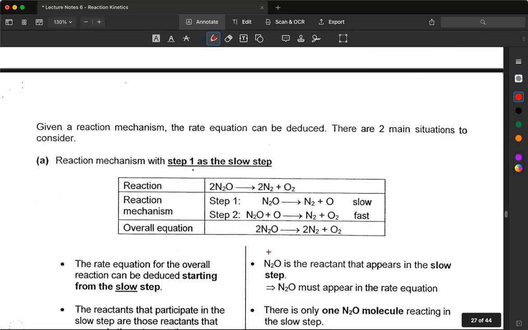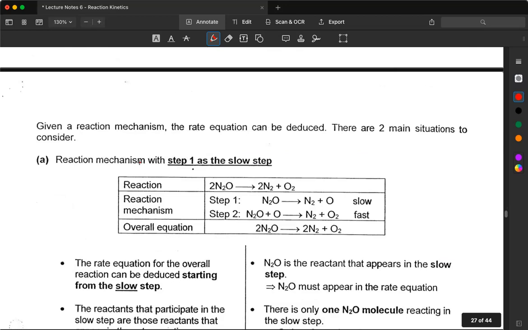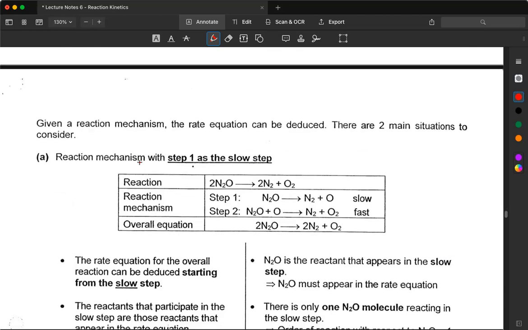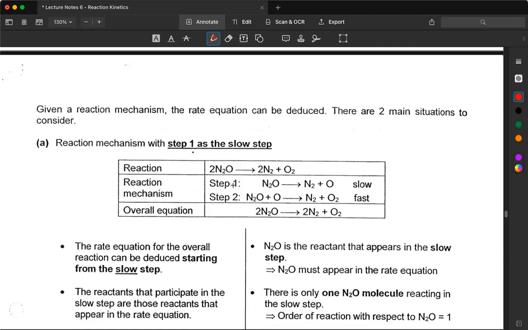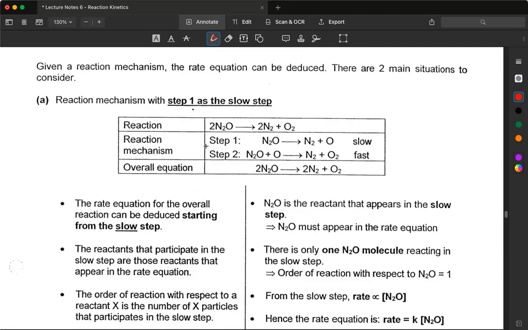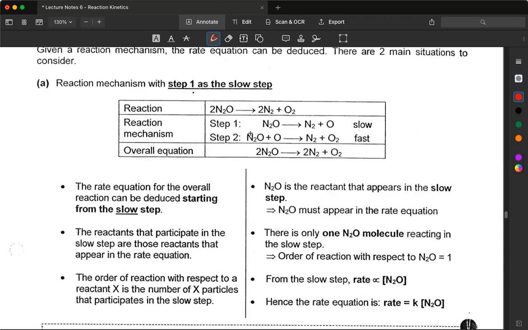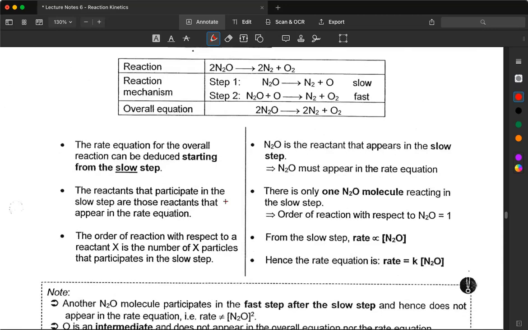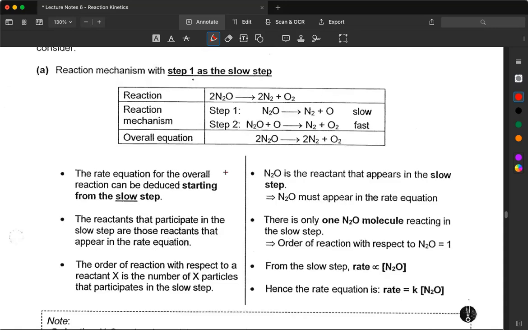Given a reaction mechanism, the rate equation can be deduced. There are 2 main situations to consider. First, consider the reaction mechanism with step 1 as the slow step. Then the rate equation for the overall reaction can be deduced starting from the slow step. The reactants that participate in the slow step are those that appear in the rate equation. The order of reaction with respect to reactant X is the number of X particles that participate in the slow step.